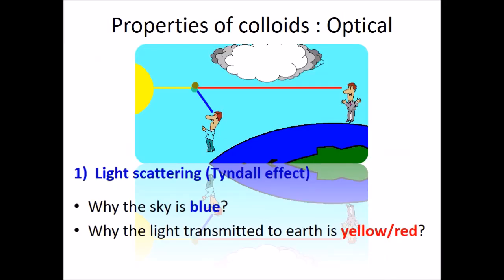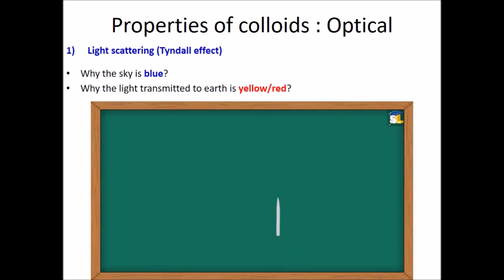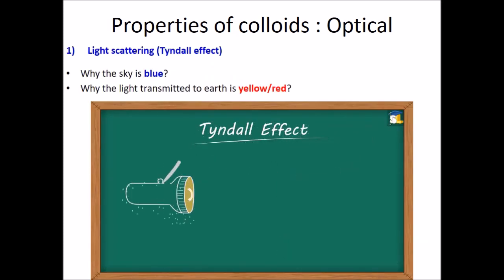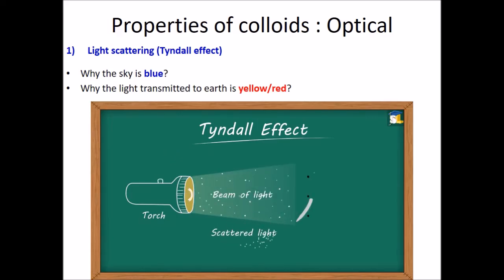The Tyndall effect actually explains why the sky is blue and why the light transmitted to the earth is yellow or red. Let us study the Tyndall effect. The Tyndall effect is a phenomenon in which a beam of light scatters on striking the particles present in its path. This scattering of light is responsible for the blue color of the sky.